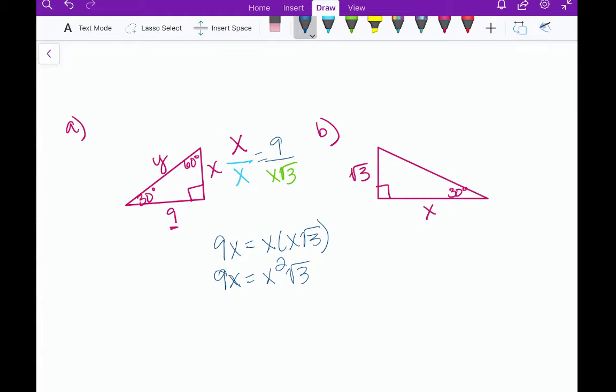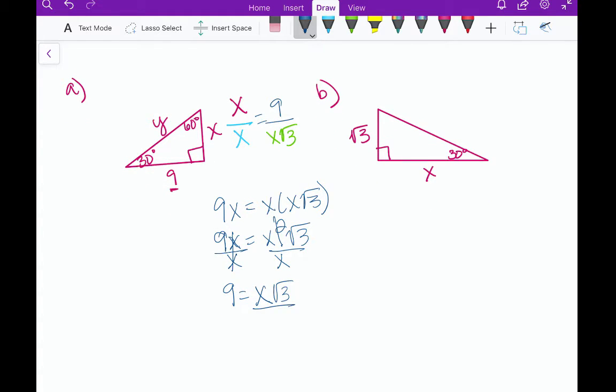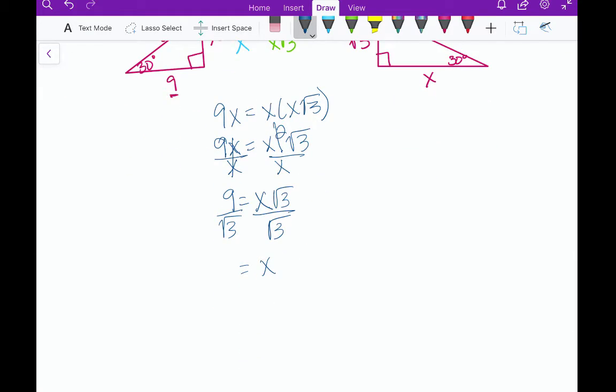Well, do you notice I have x's on both sides? So what I can do is I can actually divide by x here. x divided by x is 1, so that leaves me with 9. x squared divided by x is going to be x. Okay, x squared over x is x, and then I still have the square root of 3. And so now, if I want to solve for x, I need to actually divide by the square root of 3. And remember, this is the problem we had earlier, is we need to rationalize this.